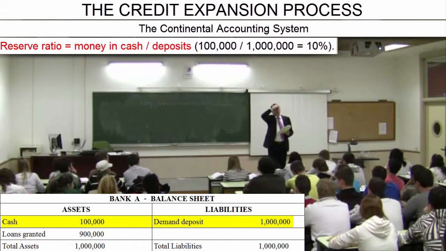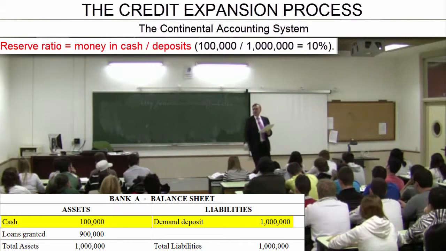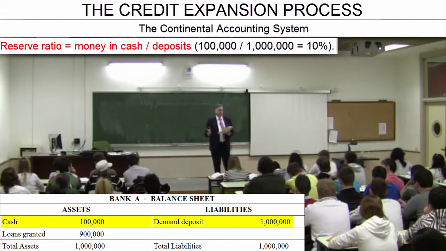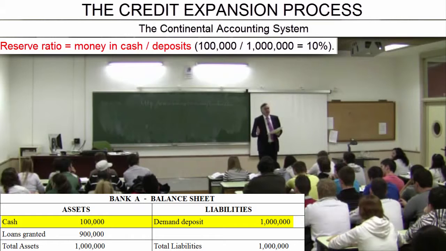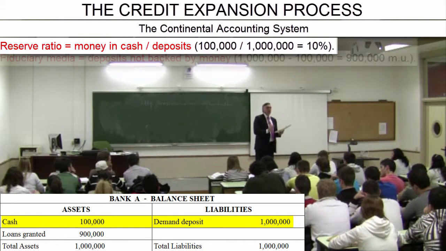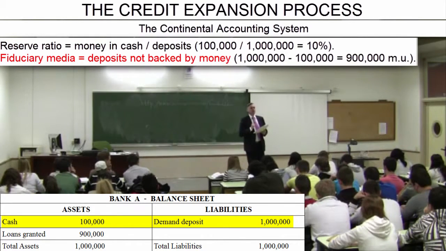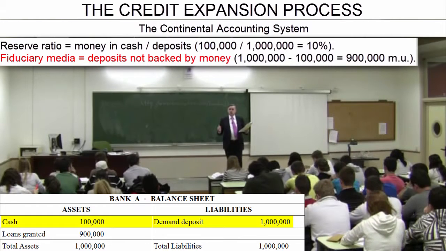In this case, we have supposed it to be 10%. The bankers say, with 10% of the money deposited with us, we believe we have enough to handle ordinary withdrawals, those made under normal circumstances. Well, the portion of deposits that are not backed by cash reserves in the bank are called fiduciary media.